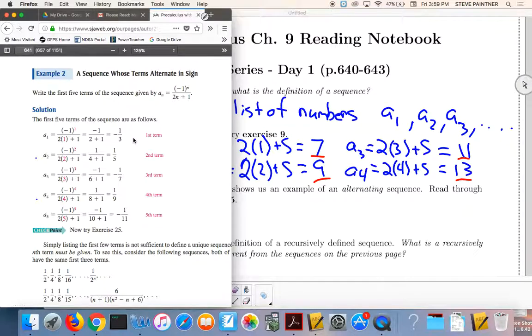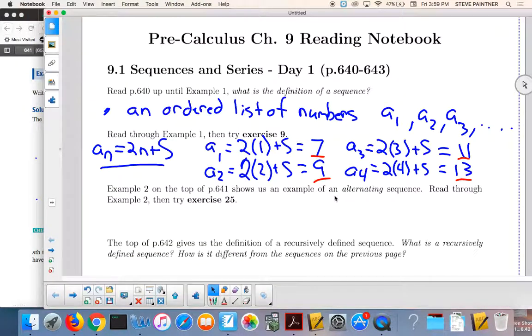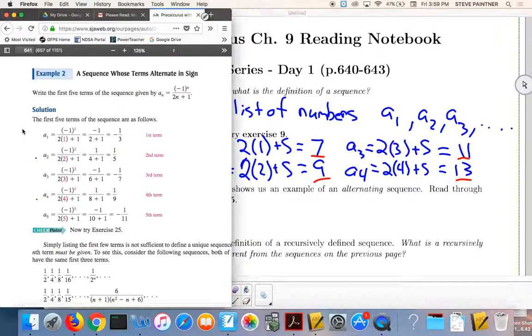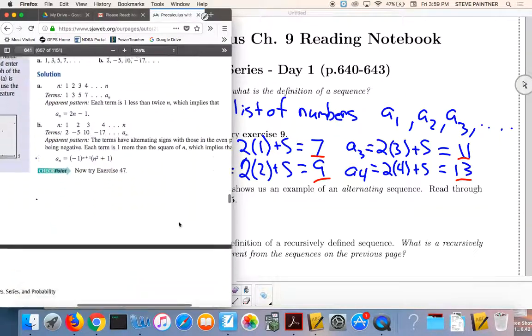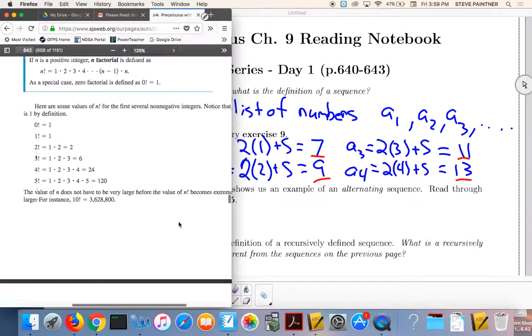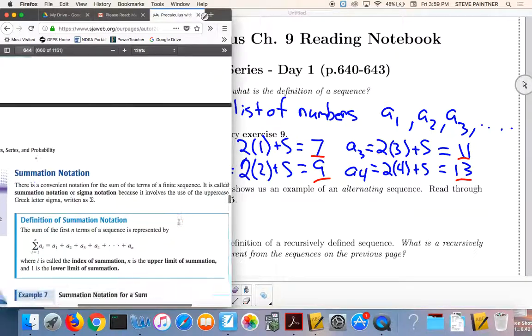And if you look through your book, you're going to see how that -1 to the n is going to make the signs on each of the sequence terms alternate. So that's why we call this an alternating sequence in your notes, because that -1 switches the signs. You can read that in your book, but now it wants us to try exercise 25. So I'm going to go to exercise 25 and see if I can work my way through it.